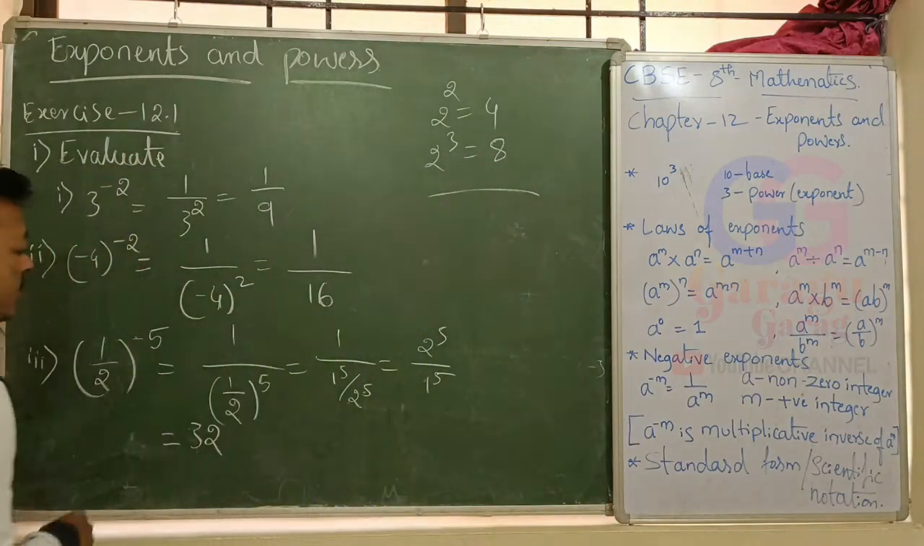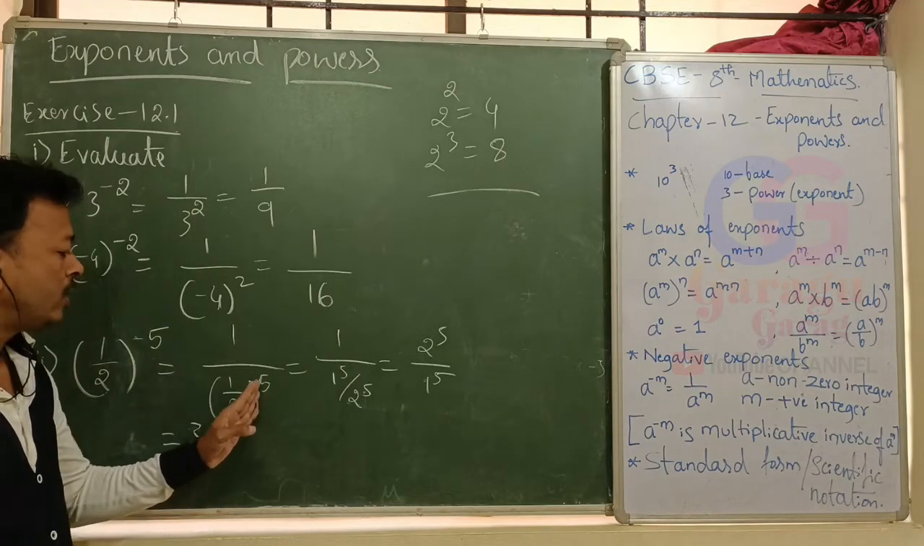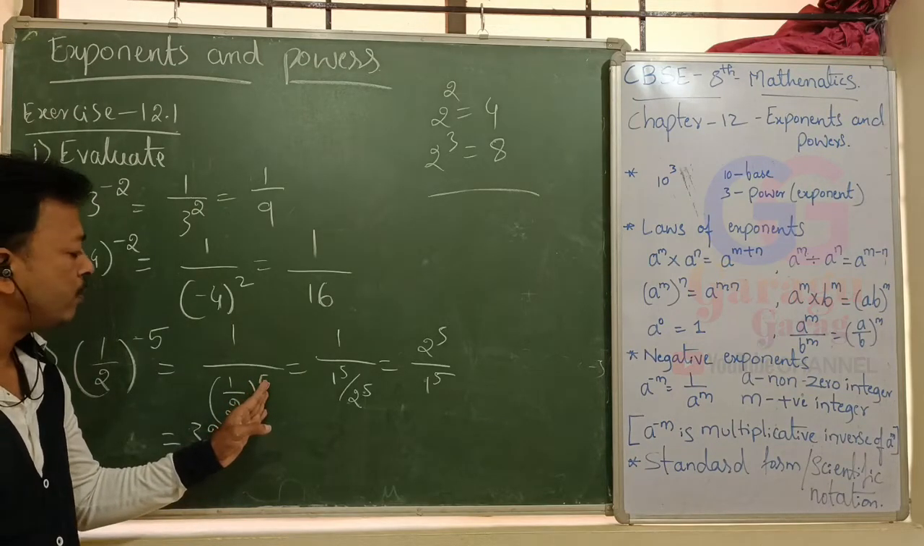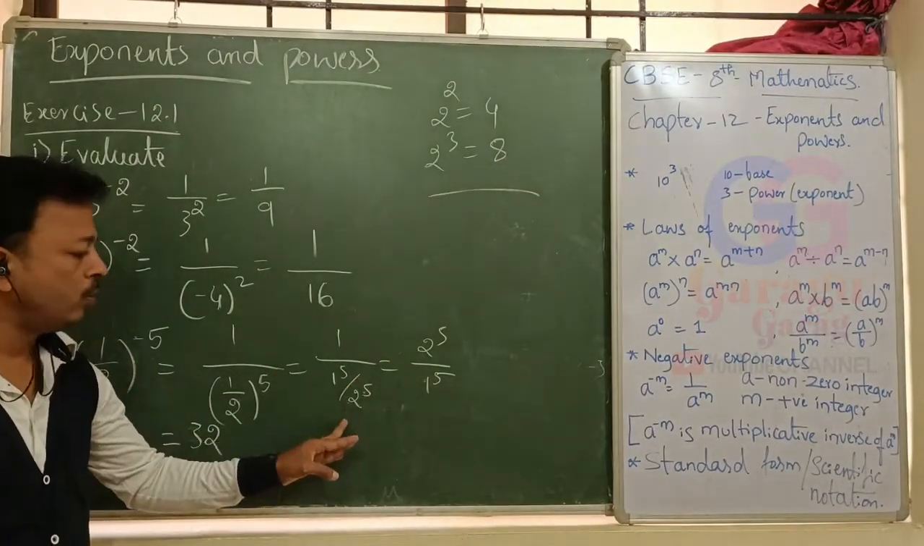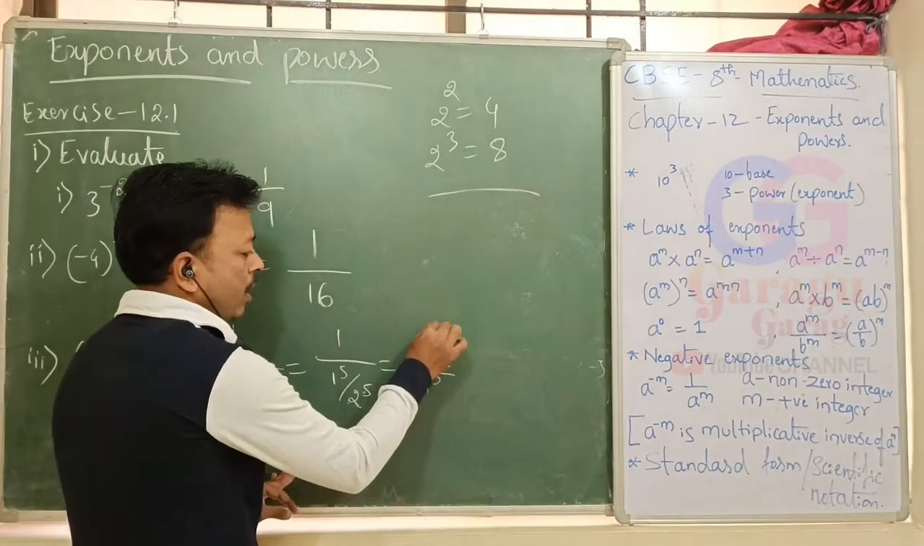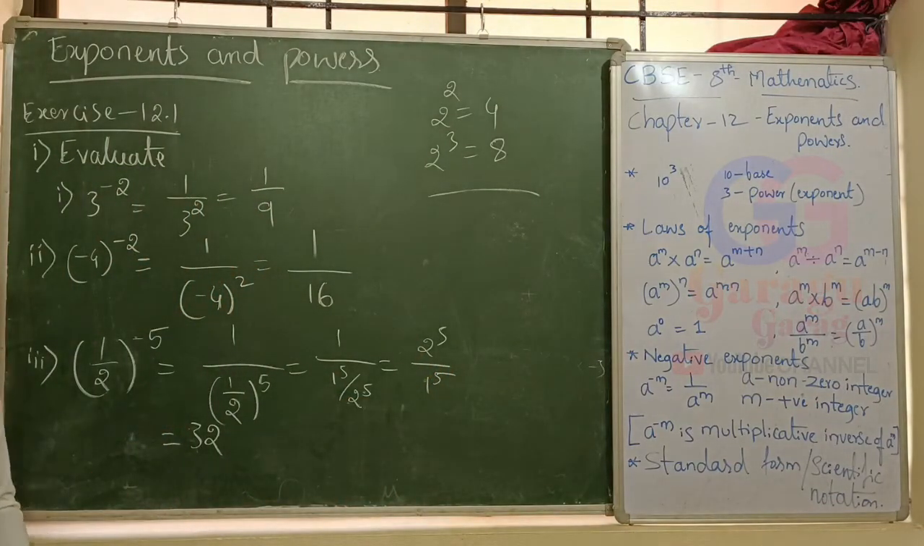And 1 divided by 2 raised to minus 5. Already I explained: 1 divided by 2 raised to minus 5 becomes positive, equal to 1 raised to 5 divided by 2 raised to 5. This 2 raised to 5 will go up, so 2 raised to 5 divided by 1 raised to 5. 2 raised to 5 means 32, and divided by 1 raised to 5 means 1 only. So the answer is 32.